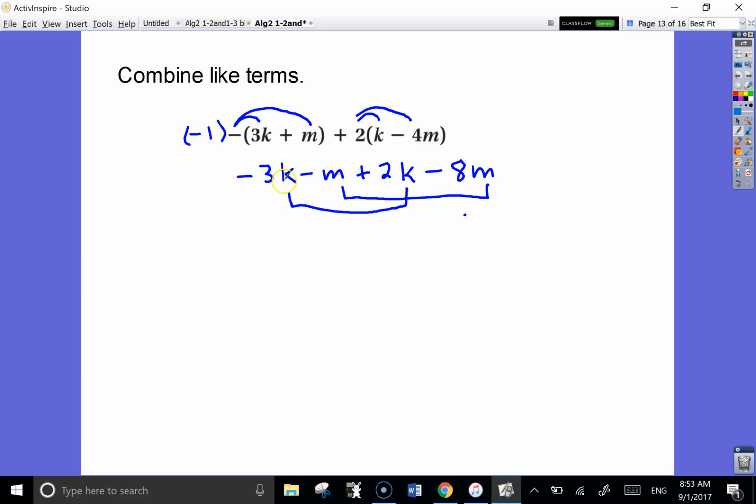Okay, what is negative 3k plus 2k? Right, that would be negative 3 plus 2 times k. And then we're going to have plus negative 1 minus 8 times m. Right, that's these two. The coefficients are negative 1. You don't see the 1, but it's there, and negative 8. So this is negative 3 plus 2 is negative 1. So I can write that like negative k minus 9m.